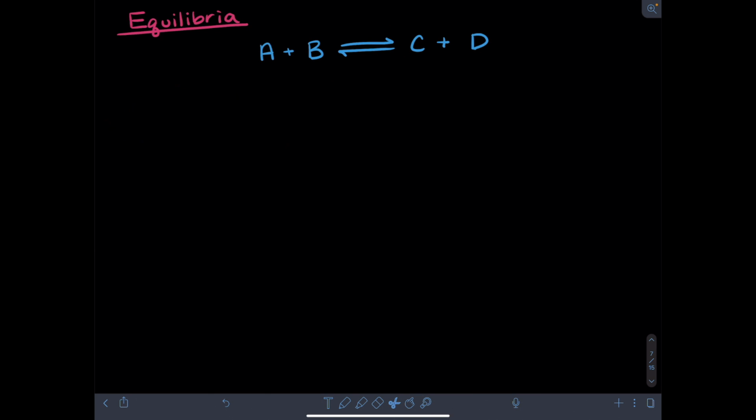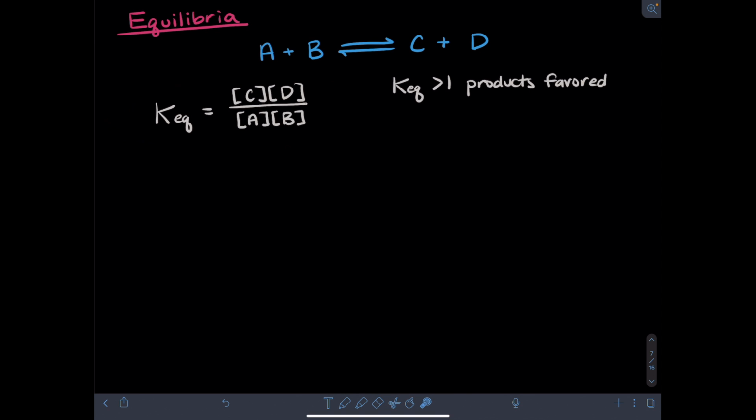Related to Gibbs free energy is the concept of equilibrium. Here let's consider we have starting materials A and B going to form C and D as products. We can define an equilibrium constant, KEQ, as being equal to the concentrations of the products divided by the concentrations of the reactants.